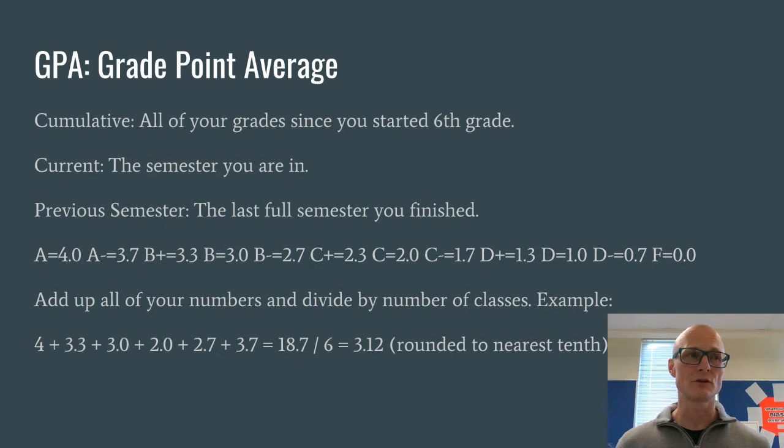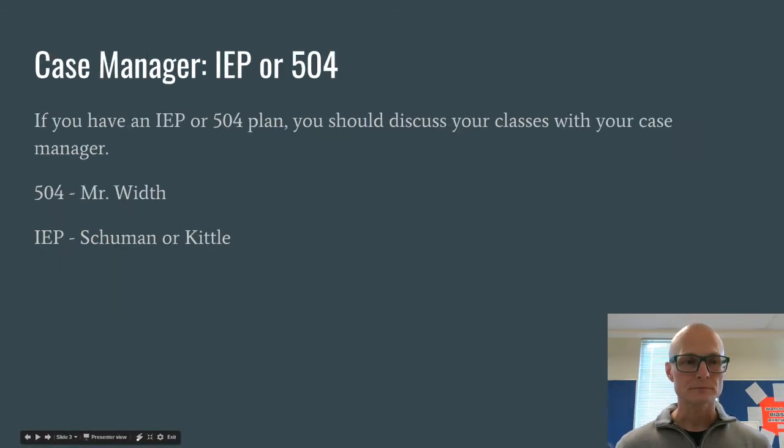If you've never seen the conversion from letters to numbers, they're listed there. A is 4, A minus 3.7 on down until an F receives no points whatsoever. And what they do is they take all your classes, they convert them to the numbers, add them all up, and divide by the number of classes. In Northlake schedule, that's 6. In this case, 18.7 divided by 6 would be 3.11666. And so that's going to round to 3.12, and that would be your GPA for that grading period.